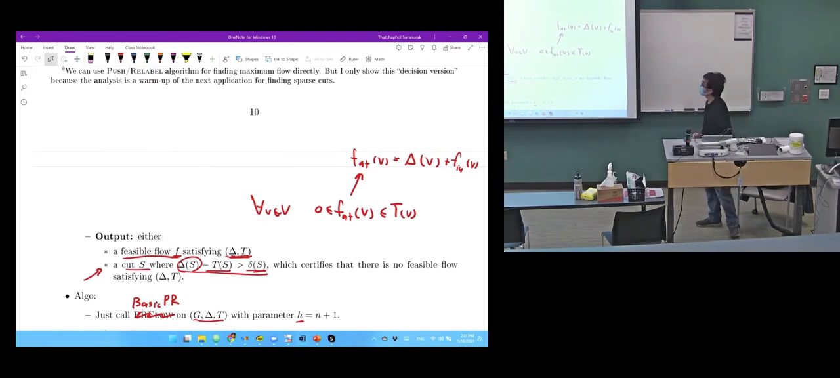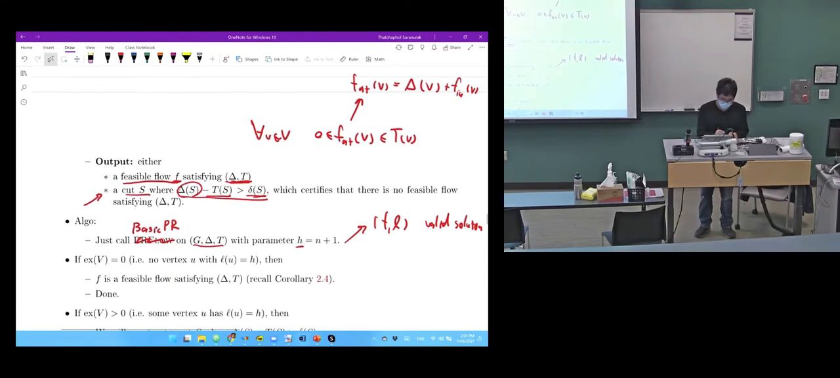And when you call this, basically you will get F and L, which is a valid solution, right? And there will be two cases. Basically, the case when there is no excess, which means that there is no vertex at level h. If there is no excess, no vertex at level h, then everyone has excess 0, right? Otherwise, there will be some excess if some guy is at level h. There's just two cases here.